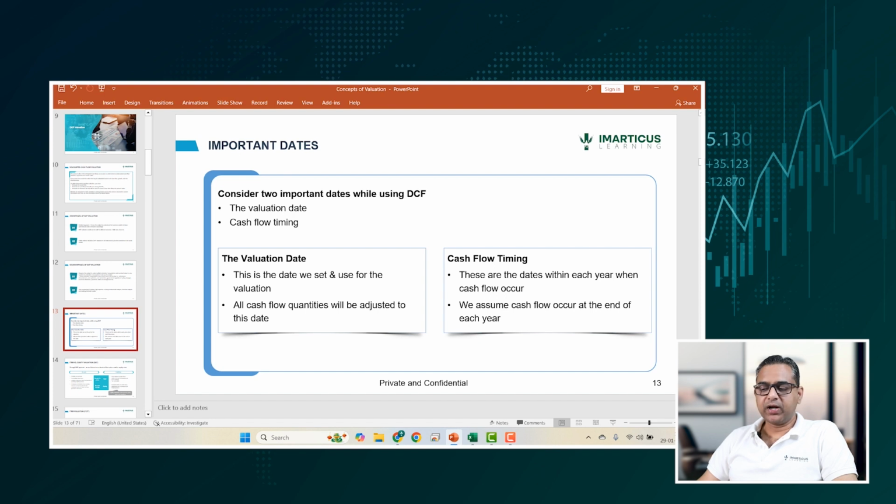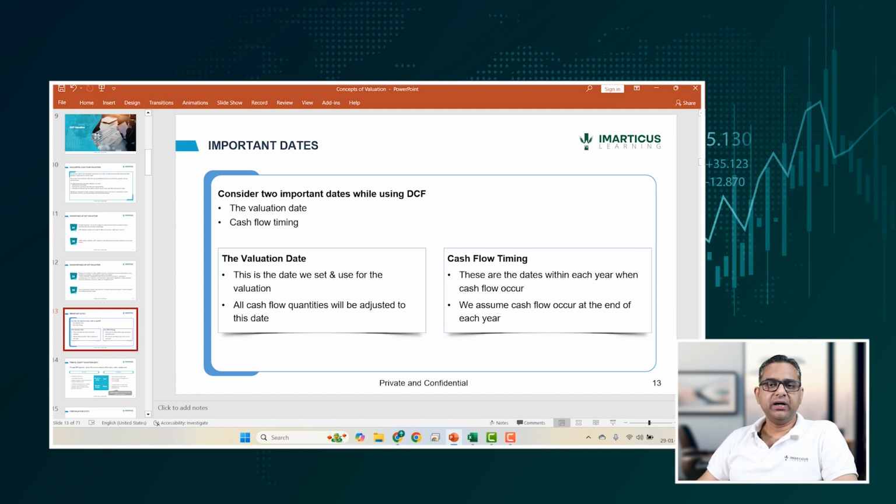Similarly, next is cash flow timing. These are the dates within each year when cash flows occur. We assume cash flows occur at the end of each year. Now, in reality, in business, the cash flows are occurring every day. There would be some inflows, outflows happening every business day. But practically, it is not possible to forecast cash flows for every single day. So what we do is we assume that all the cash flows for a particular year are happening at the end of the year. That is cash flow timing default assumption. But in reality, they are happening over the entire year. But for building the financial model, we assume that these cash flows are occurring at the end of the year.